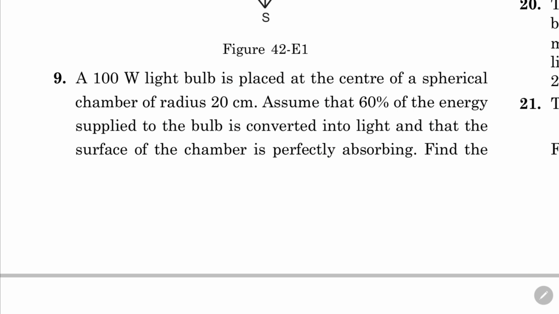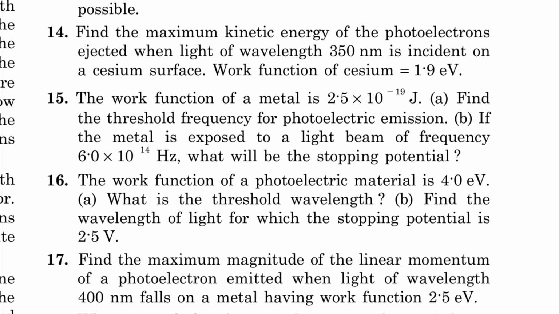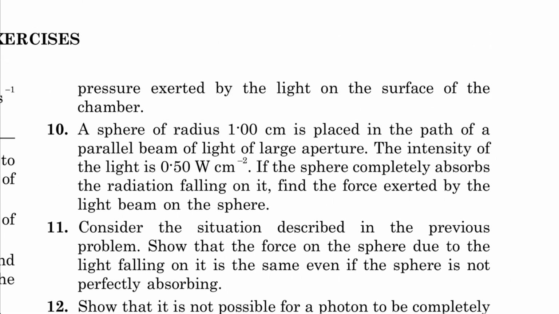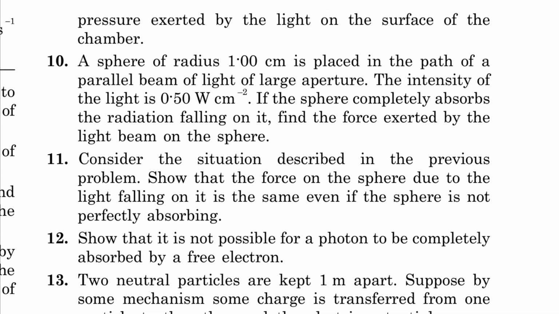In question 9, a 100 watt light bulb is placed at the center of a spherical chamber of radius 20 cm. Assume 60% of energy supplied to bulb is converted into light and that surface of the chamber is perfectly absorbing. We need to find the pressure exerted by light on the surface of the chamber. So this is the 9th one. So we have power 100 watt, radius 20 centimeter.